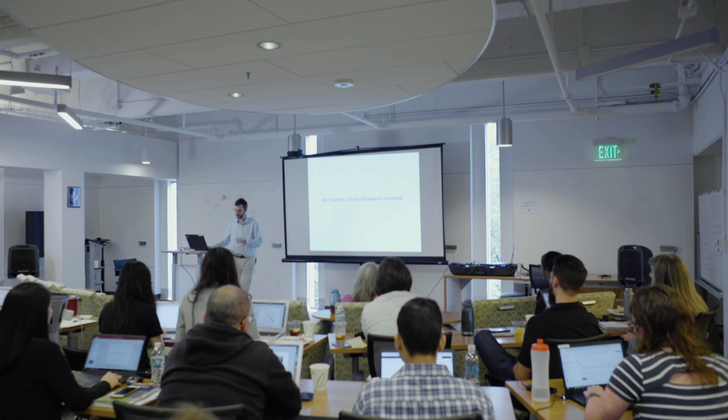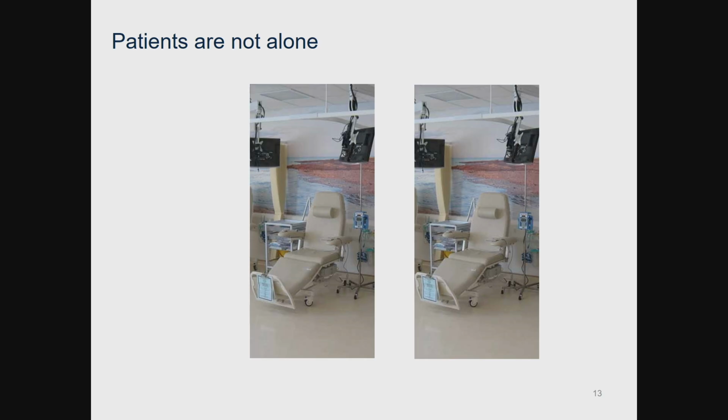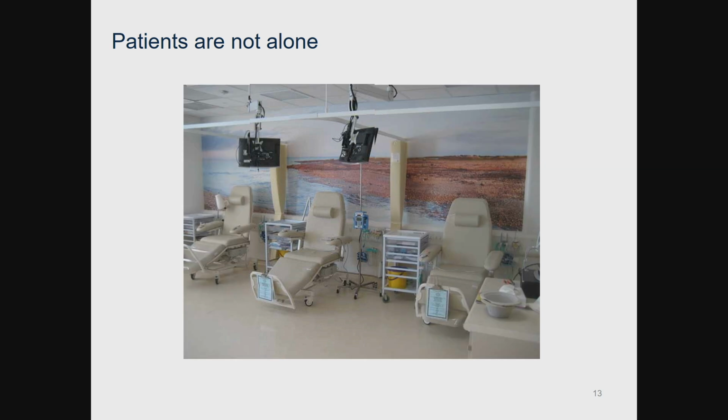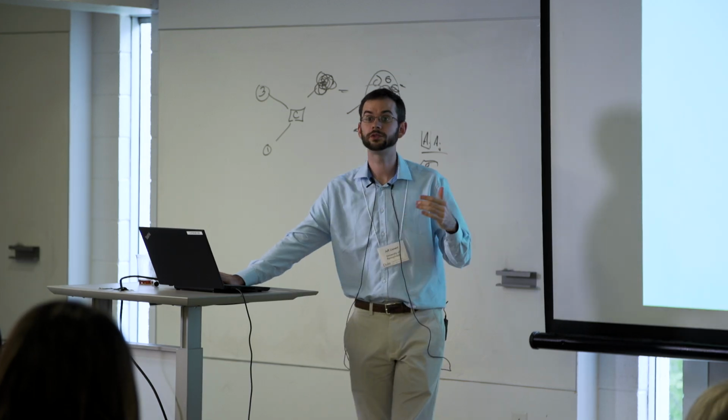Okay, so the example that I'm going to be talking about is looking at social influence within a hospital setting. We know patients are not alone in a hospital. You can have wards where patients can see one another and interact with one another. They can cough on one another if they're sick, spreading infection. And this can lead to patients affecting the health of other patients through a variety of ways. And that can include social influence.